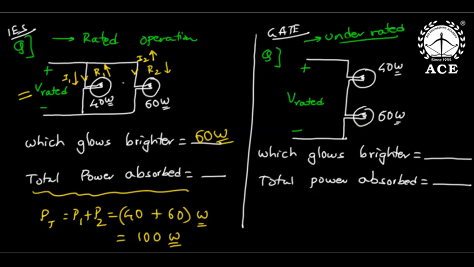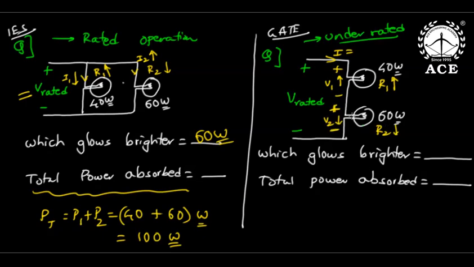Now the right side is very interesting. First of all, here both are in series. When both are in series, what is equal? Current is equal. Don't get confused by current, but again, low wattage will have high resistance and high wattage will have low resistance. For the same current, high resistance means the voltage drop is high, and for the same current, low resistance means the voltage drop is low.